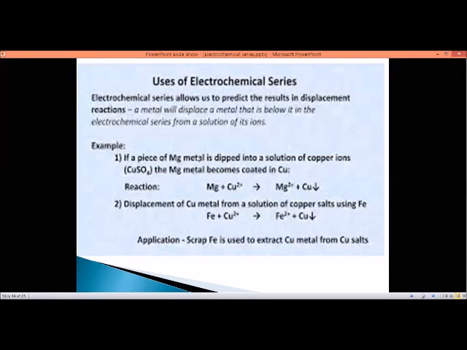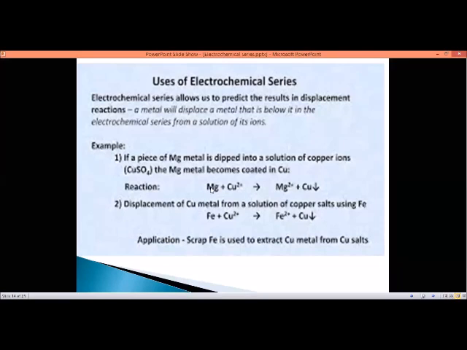Let's take one example. Now I have a magnesium metal which is dipped in a solution of copper sulfate. What will happen after some time? I'll see that the sparkling magnesium metal has a coating of copper on top. So what reaction has taken place? The magnesium has reacted with Cu2+. From where did I get Cu2+? I got it from copper sulfate.